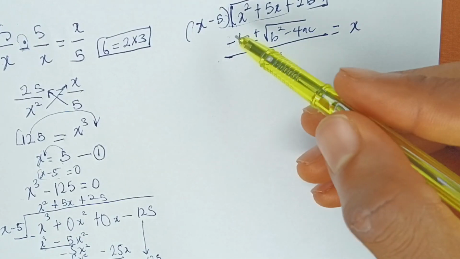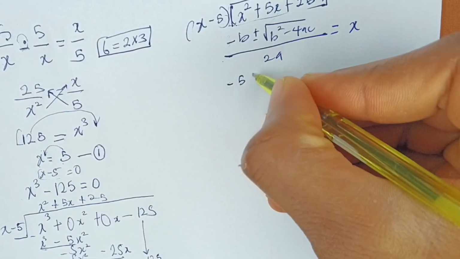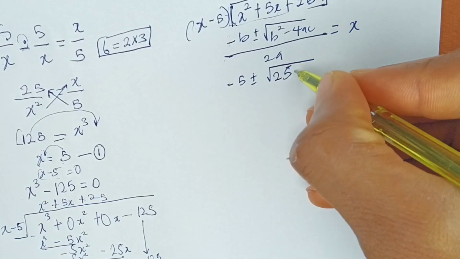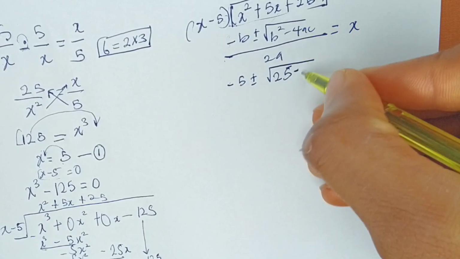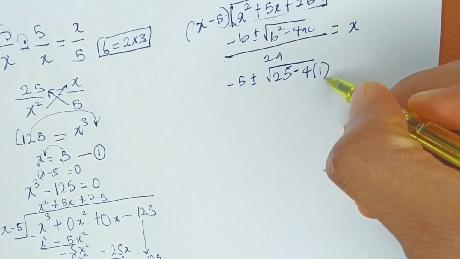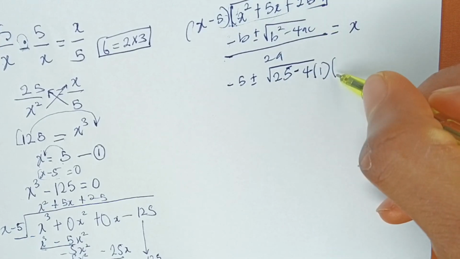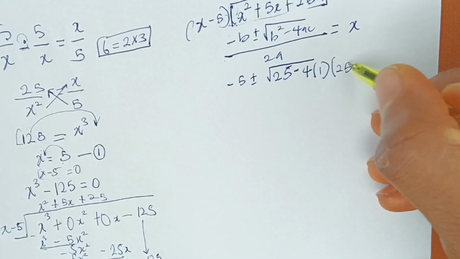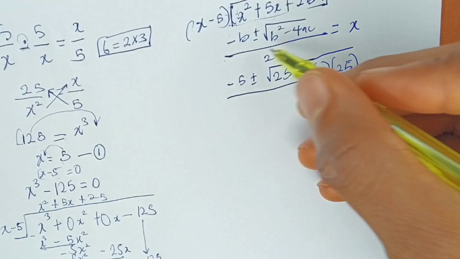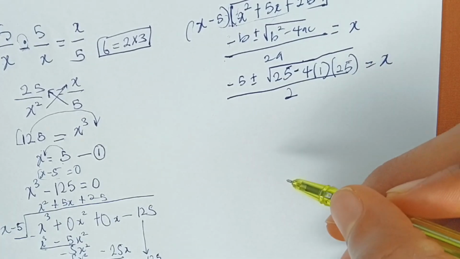Alright. Now, what is b? b is the coefficient of x, which is 5. So write minus 5 plus or minus, again b is 5, so we write 25, which is 5 squared, minus 4, which is a constant. Then a is the coefficient of x squared, which is 1. Next is 25, which is c, the constant term. c stands for constant, don't forget. Now, all over 2 times a, which is 2 times 1, which is 2. And remember that this is equal to our x.